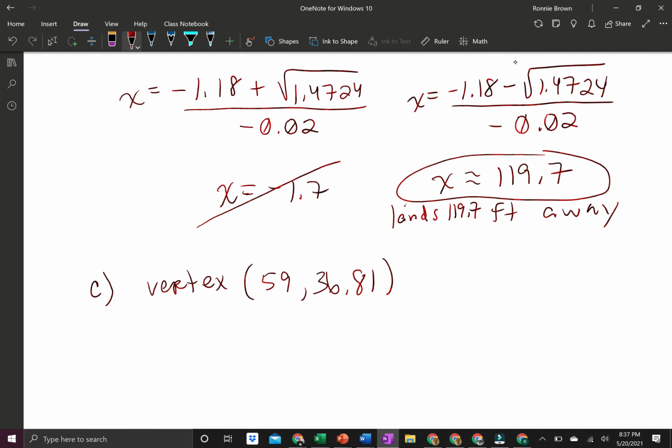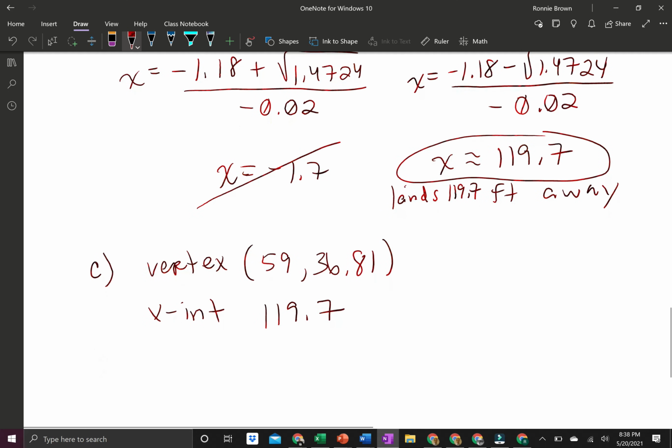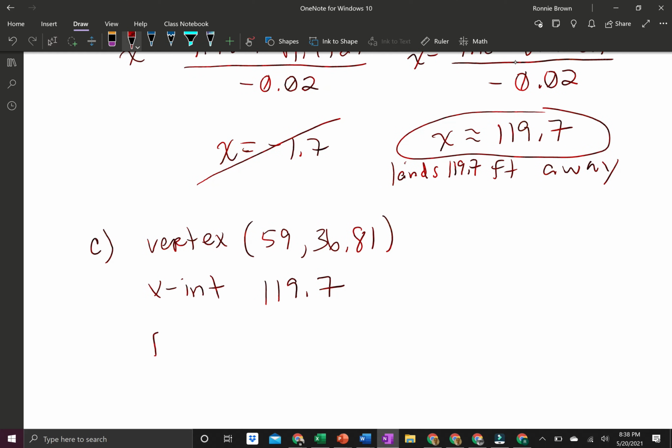And I believe, what can we do now? We can go ahead and find the y-intercept because we have an x-intercept. So we have an x-intercept of 119.7. So that's where it touches or crosses the x-axis. So that's another point.